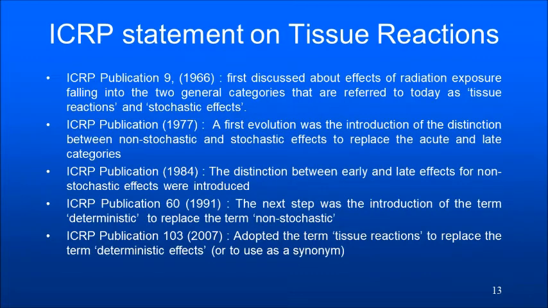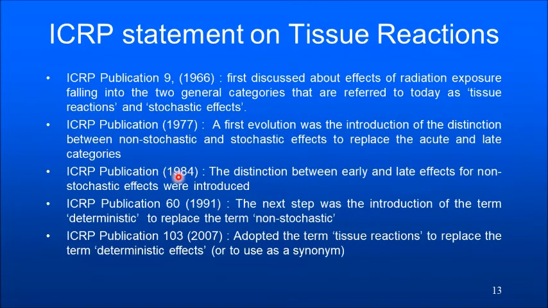Let us look at how ICRP has been defining the terms that we are discussing today, stochastic and tissue reaction. ICRP in its publication 9 in 1966 first discussed the effects of radiation exposure falling into two general categories, which are referred to as tissue reaction and stochastic effects today. That actually started in 1966. Then in its publication in 1977, a first evolution was introduced of the distinction between non-stochastic and stochastic effects to replace the acute and late categories. So the terms non-stochastic and stochastic effect came in 1977.